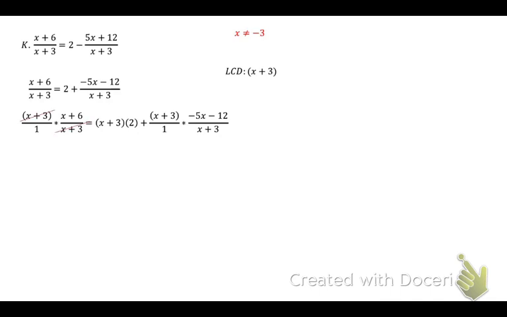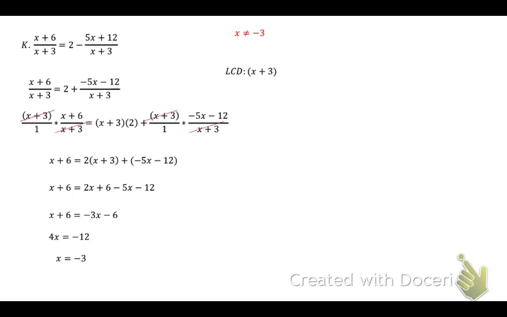Those x plus 3's cancel. Those x plus 3's cancel. So you're left with x plus 6 equals 2 times (x plus 3) plus negative 5x minus 12. So that's x plus 6 equals 2x plus 6 minus 5x minus 12. So x plus 6 equals negative 3x minus 6. Add that 3x over, subtract the 6, and you get 4x equals negative 12. So x equals negative 3.